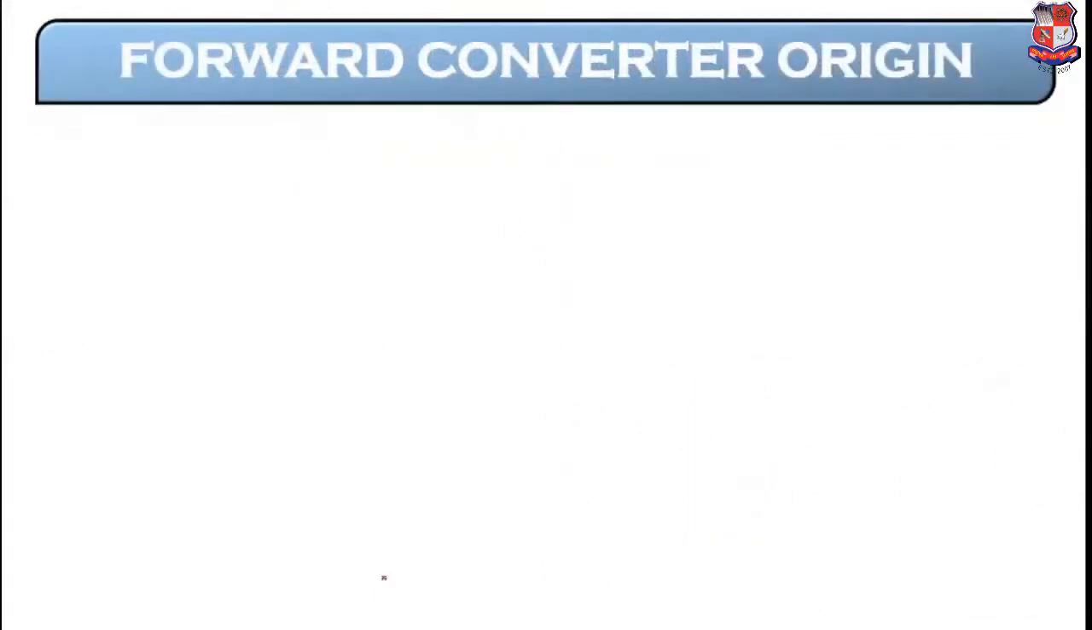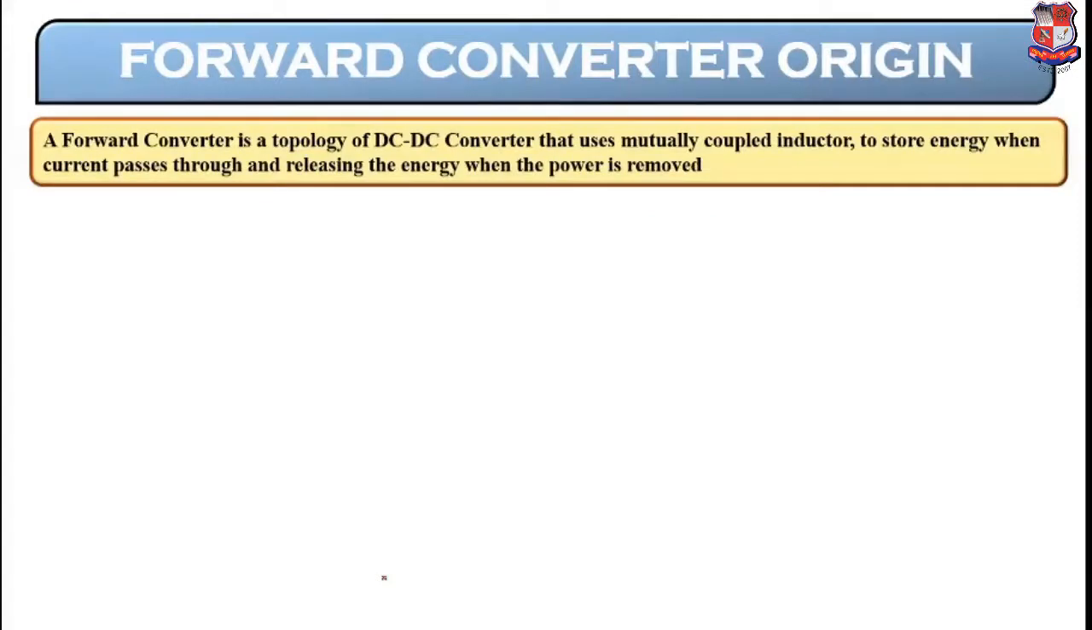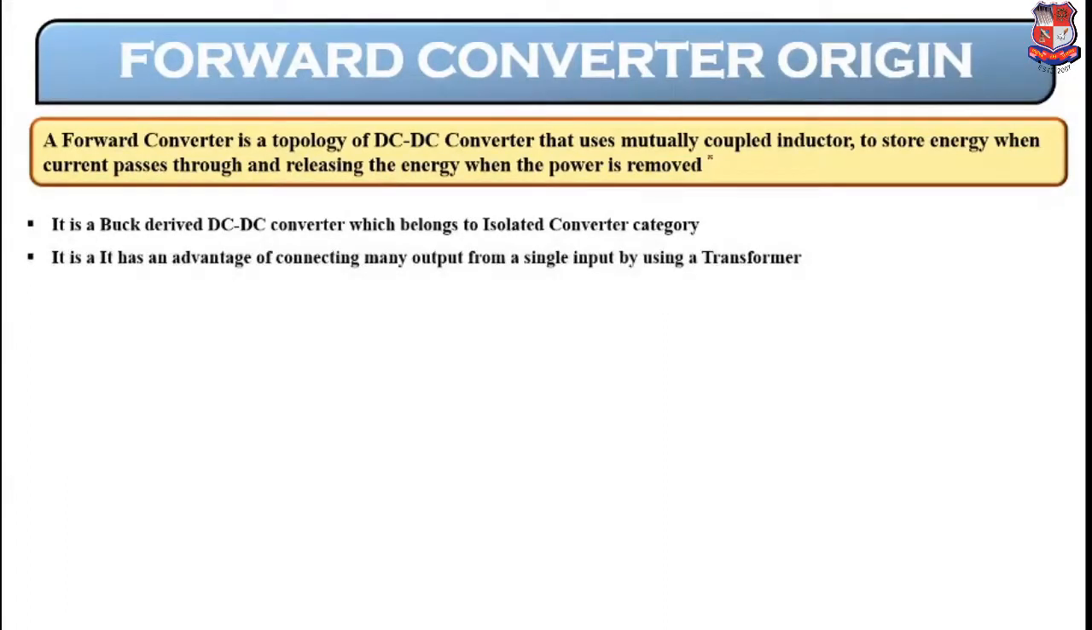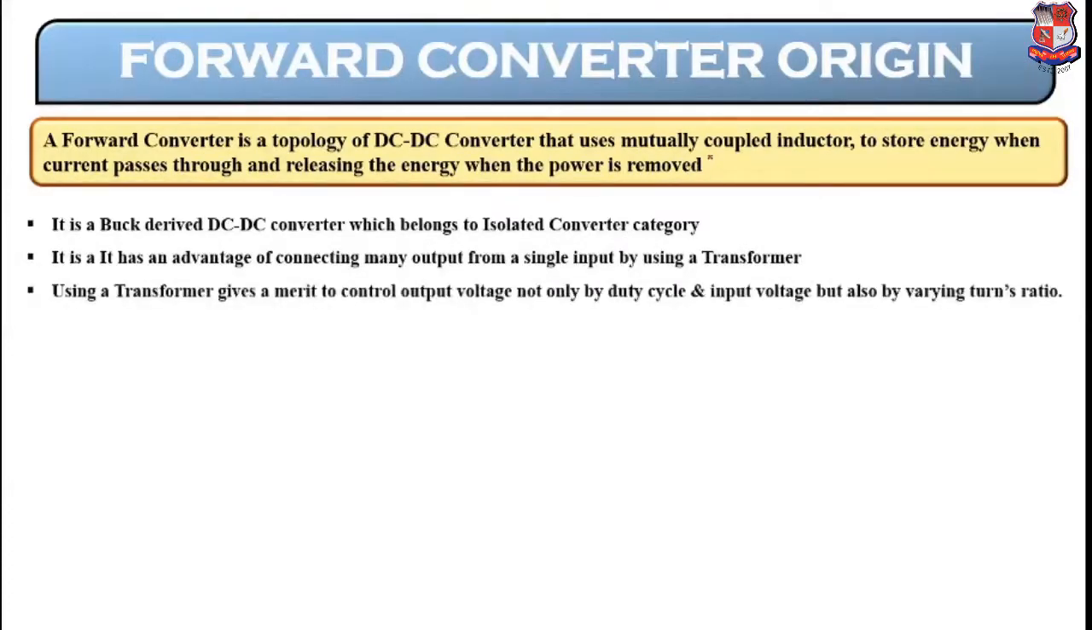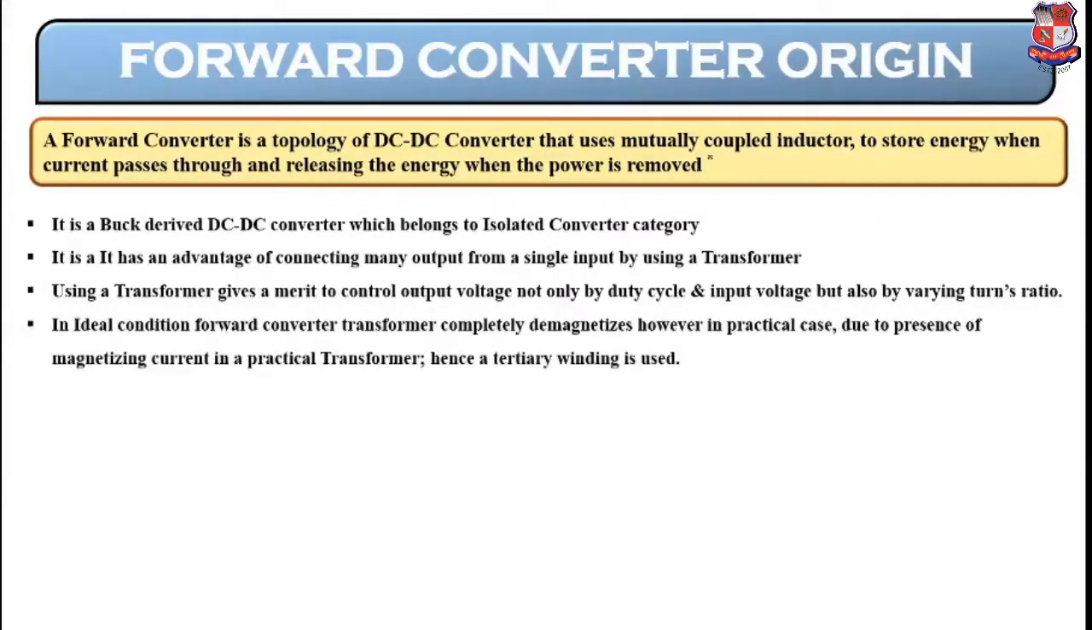So, the origin of the forward converter. The forward converter is a topology of DC-DC converter that uses a mutually coupled inductor to store energy. These terms remain the same as flyback. The only thing is that it is now a buck derived DC-DC converter. And what is the advantage? It has the advantage of connecting many outputs. Using a transformer gives merit to the duty cycle and input voltage by varying the turns ratio.